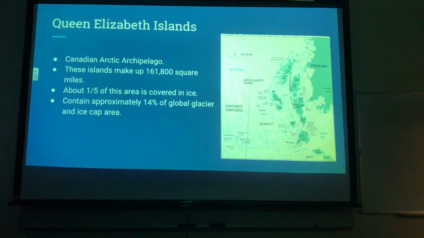Queen Elizabeth Islands. A group of islands in the Canadian Arctic archipelago. The islands form a triangle at the northern tip of Canada. These islands make up 161,800 square miles. About 1/5 of this area is covered in ice. The Queen Elizabeth Islands contain approximately 14% of global glaciers and ice cap area. The picture shows the glaciers in green that are located surrounding the islands.